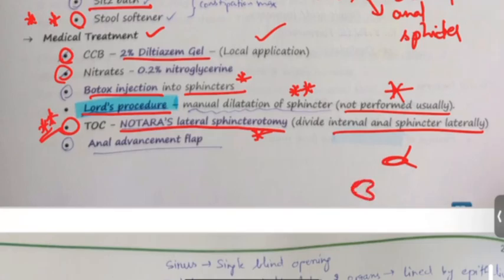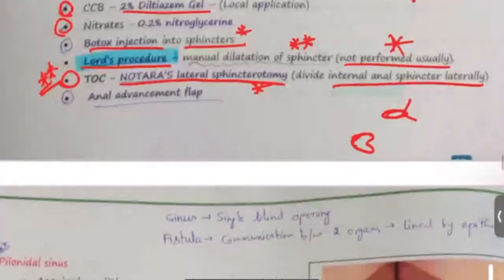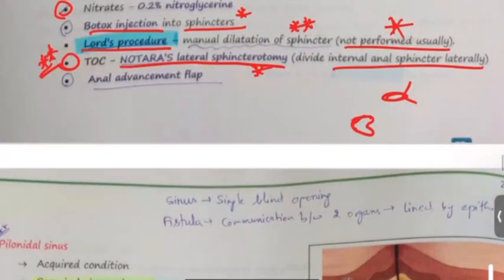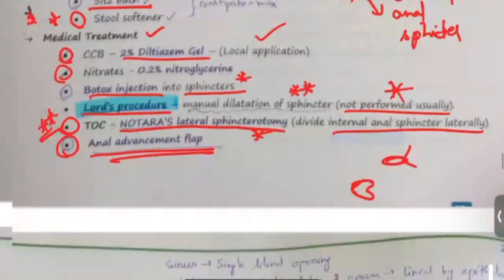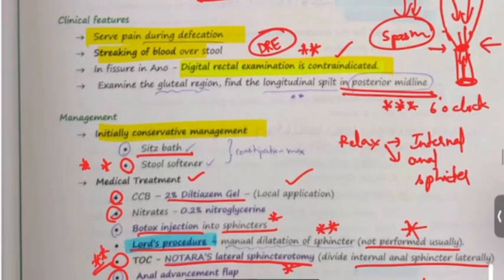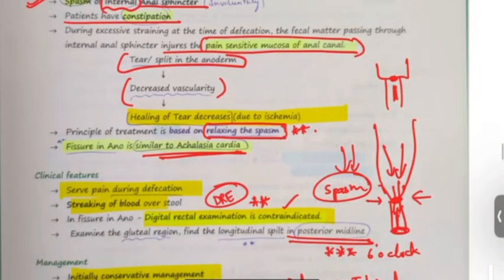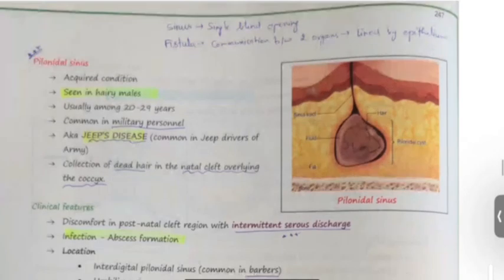Okay, because of this reason now the spasm will be relieved, and you can also treat it with anal advancement flap. So this is about fissure in ano. Okay, next one being pilonidal sinus.